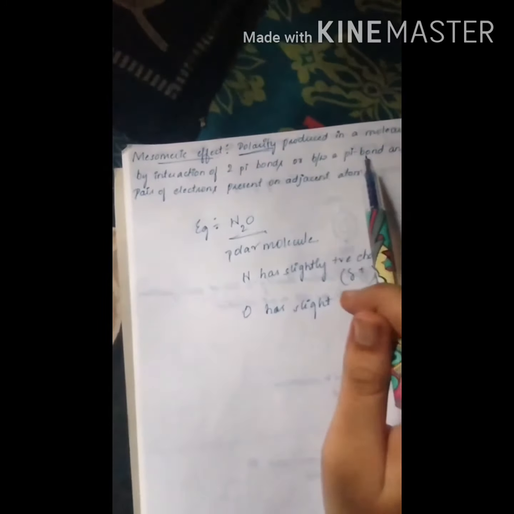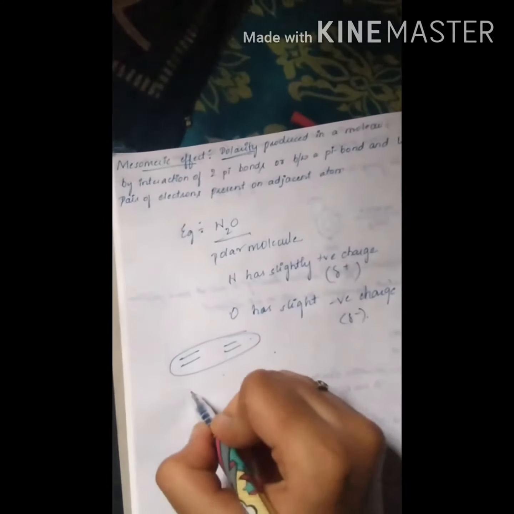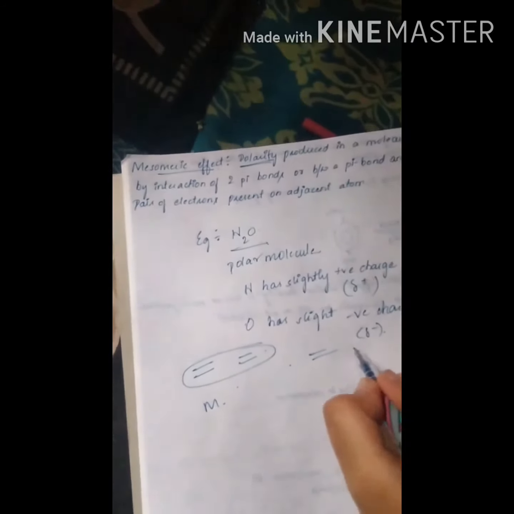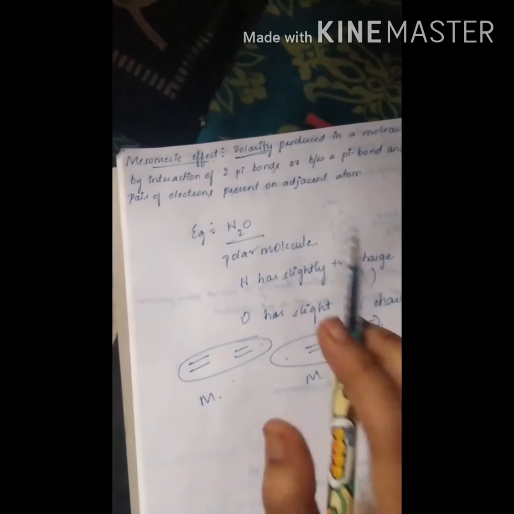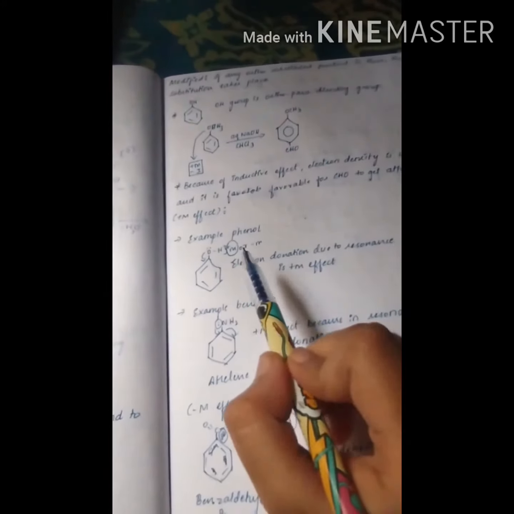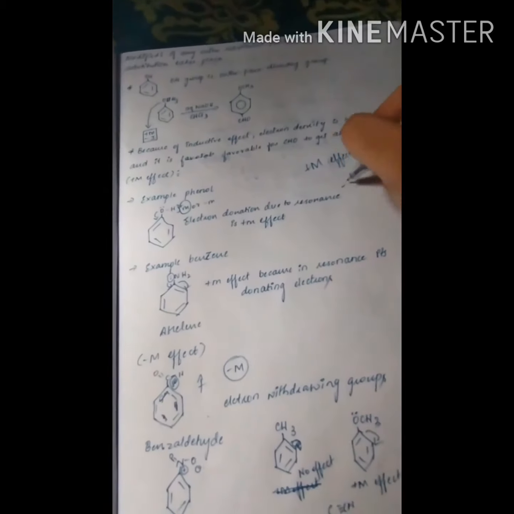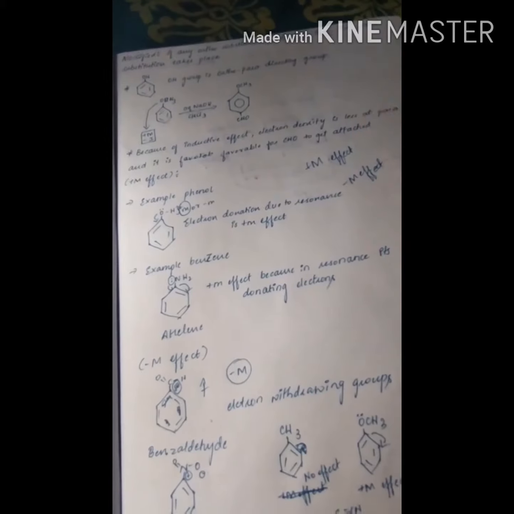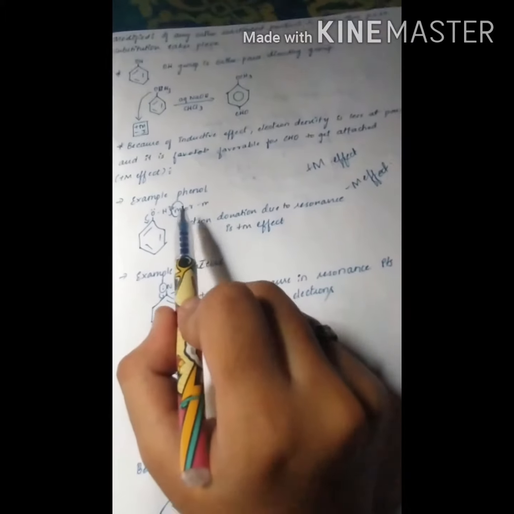So polarity is produced in a molecule by interaction of two pi bonds. If there is an interaction between pi bonds, then the mesomeric effect takes place, and if a pi bond and a lone pair interact, then also you will get a mesomeric effect. This is the basic definition of the mesomeric effect. Now let us take examples. There are two types of mesomeric effects. First is the plus M effect, that is plus mesomeric effect, and we have the minus M effect, that is minus mesomeric effect.